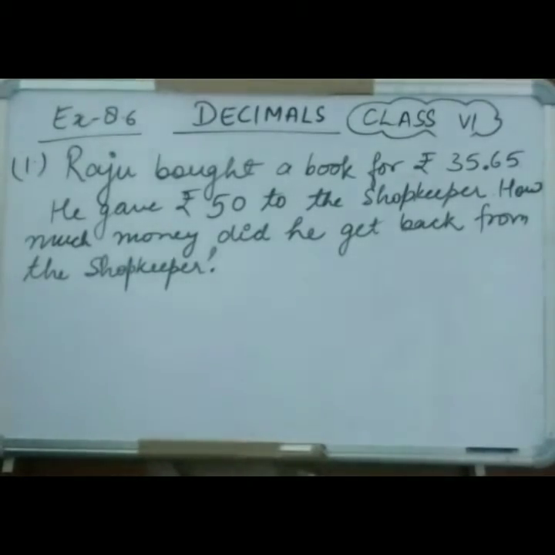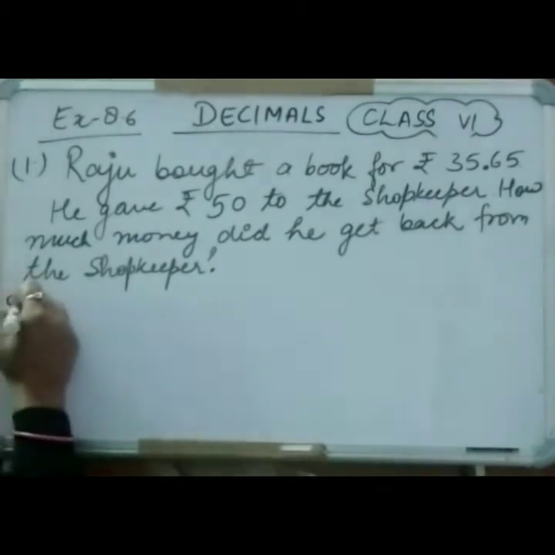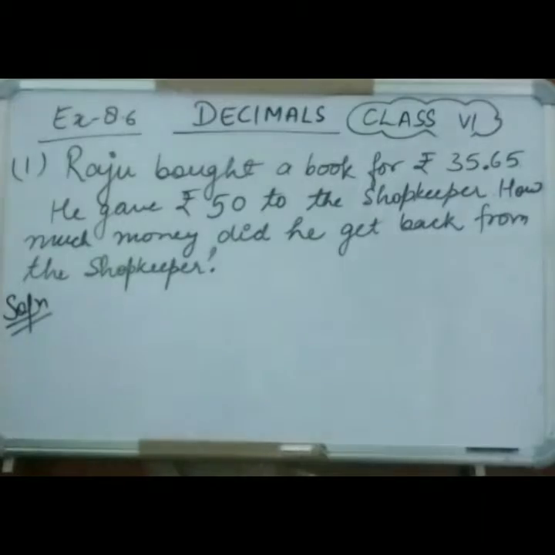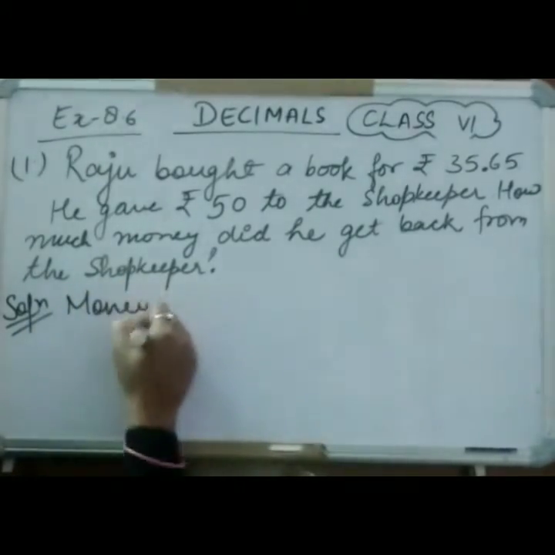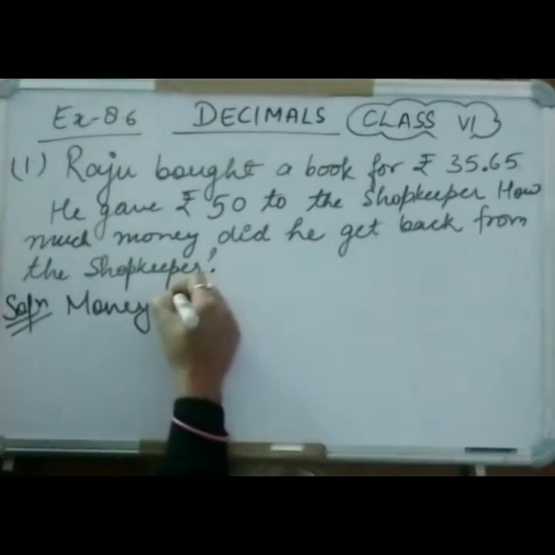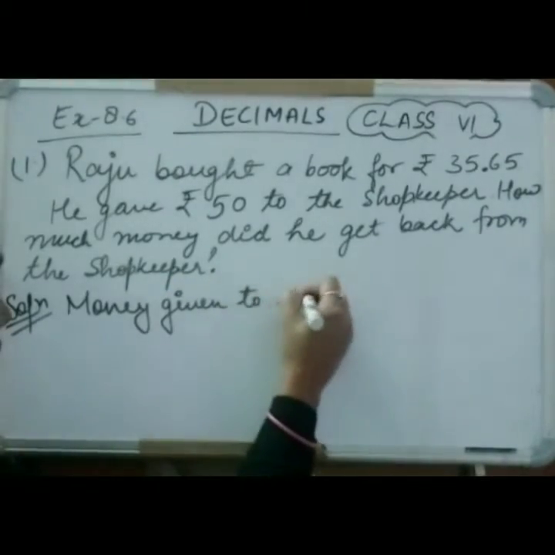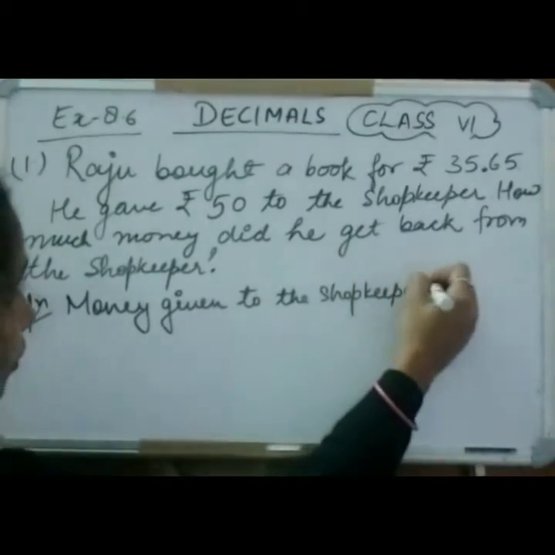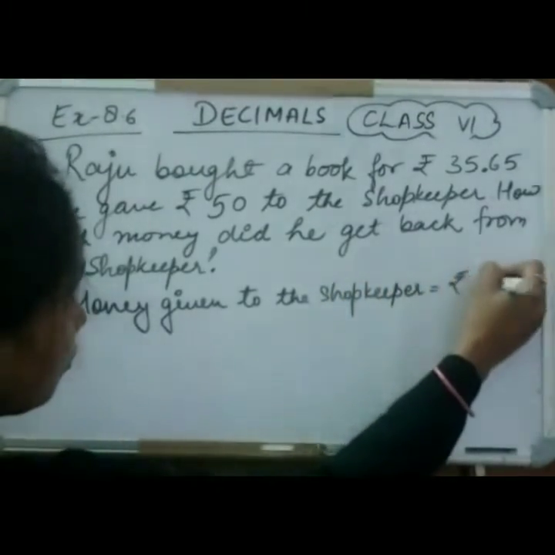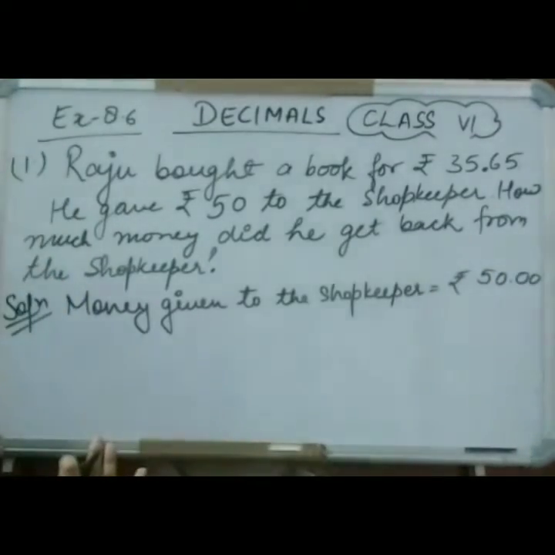In this we will do what? Which operation will we use here? Subtraction. Okay, so how will we do subtraction? See here, in word problems we will solve the questions with statements. So first of all we will write down: money given to the shopkeeper is rupees 50. Okay. Now cost of the book.